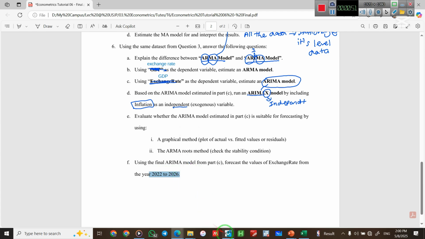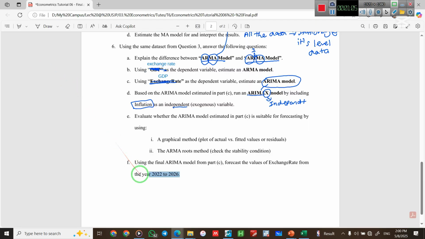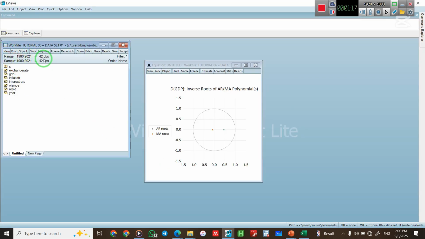If we move to EViews, in your data set you can see the range is from 1980 to 2021. The question says you have to forecast the data from 2022 to 2026. Since the sample size is now 42 observations, with the range from 1980 to 2021, before forecasting you have to increase the sample size.